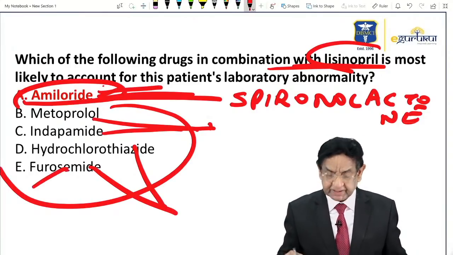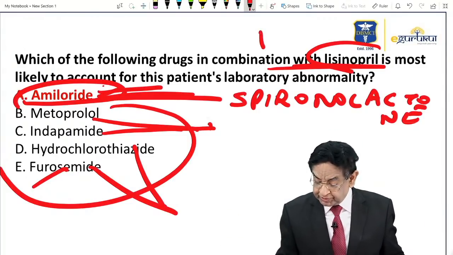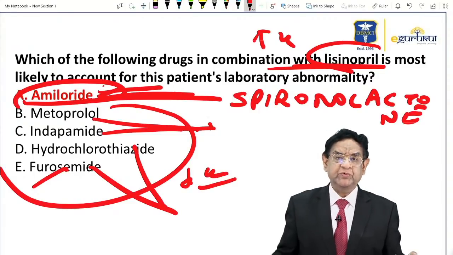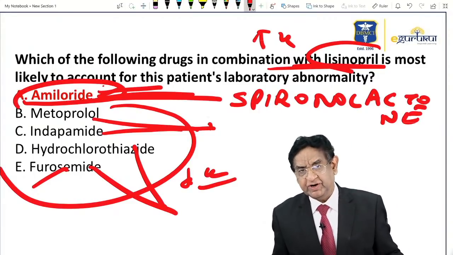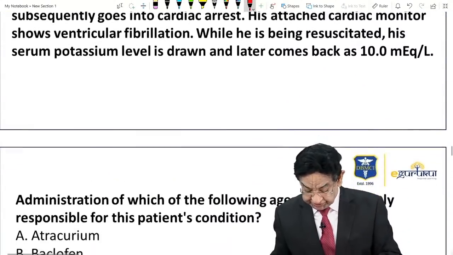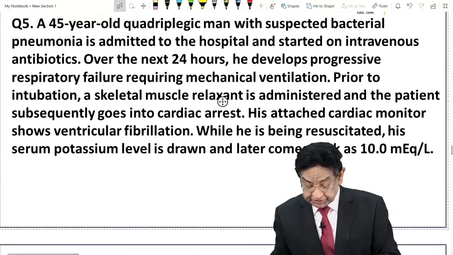But what about these drugs? These drugs you can give very comfortably, because lisinopril is going to increase the potassium level and they are going to reduce the potassium level. So we can comfortably combine these drugs. Okay. Now comes the main question. Lovely question. Again, good question.